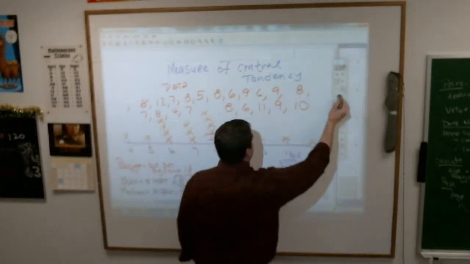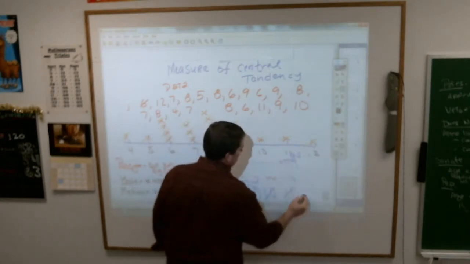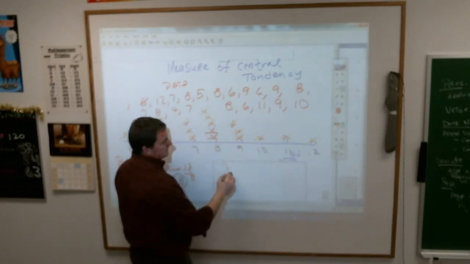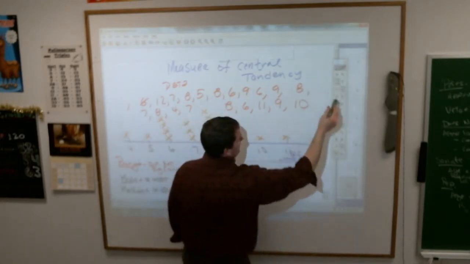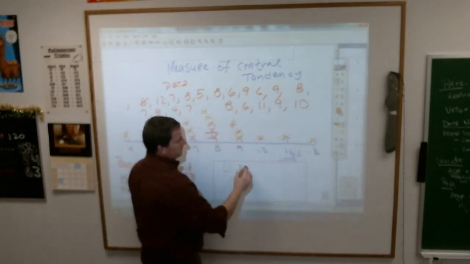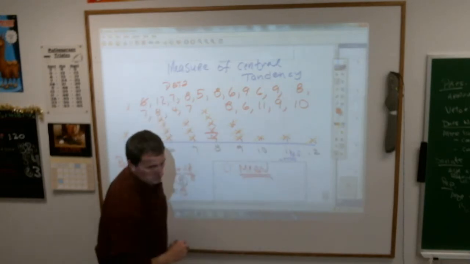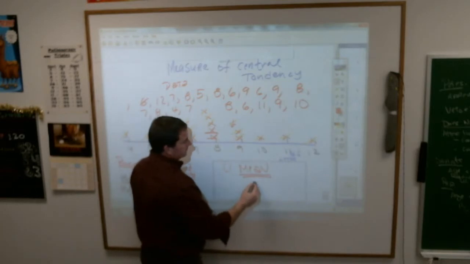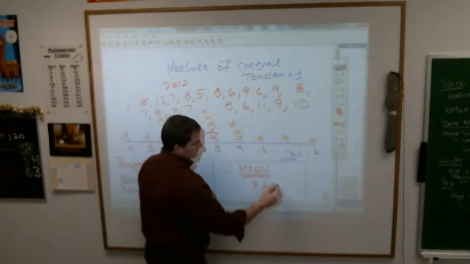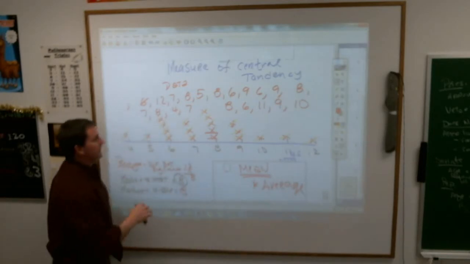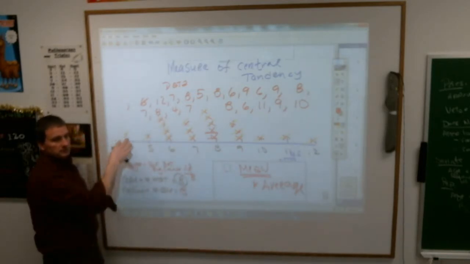And then the last measure of central tendency, we don't have to talk much about because you're already doing it. It is the mean. Ladies and gentlemen, what is the mean of something? Mean is just another name for the average, you know. Would there be a quick way for me to find the average of these numbers?